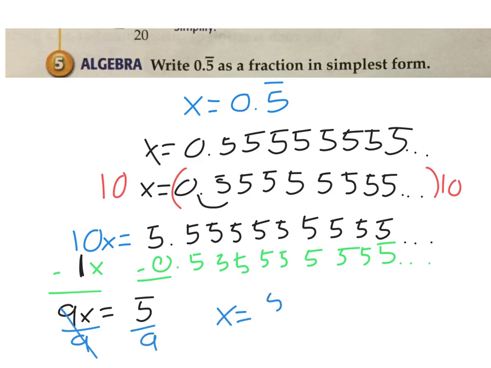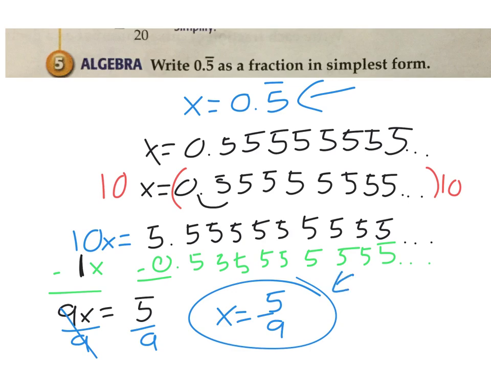So that tells me x is equal to 5/9. So if I said x was equal to 0.5 repeating, and I found that x is equal to 5/9, then guess how you write 0.5 repeating as a fraction? 5/9. That is the proof. That's how it works. All right?